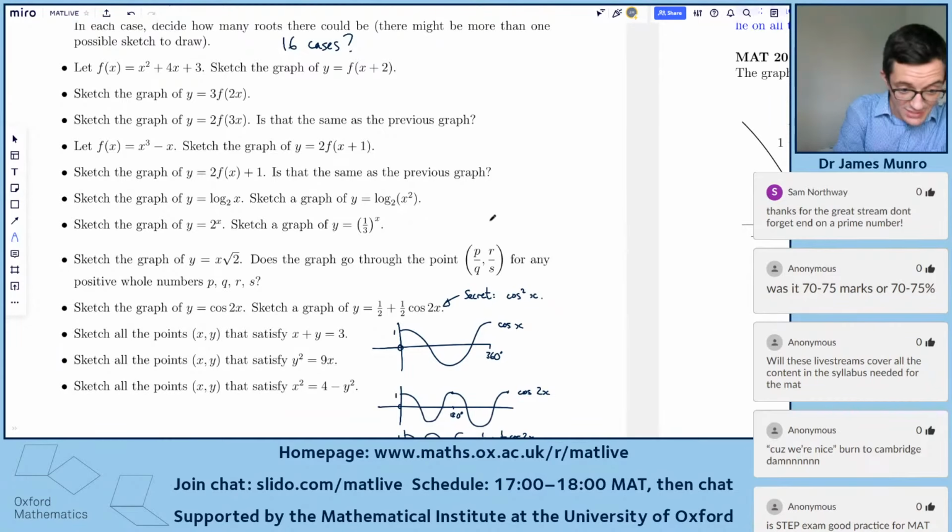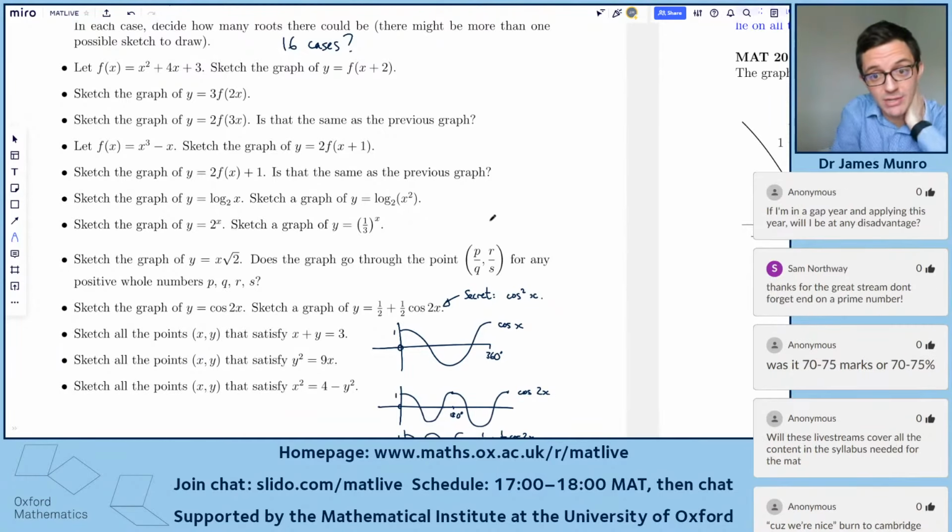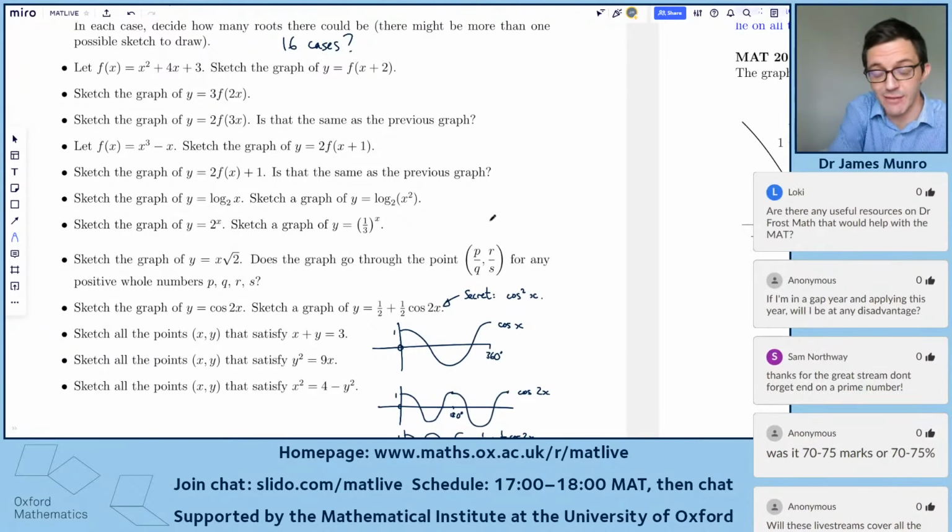Advice for gap years is on our website. If you look up Oxford Maths Gap Year, in short, you can apply. You should have a plan for what maths you're doing to be prepared, but if you're prepared for university, then it shouldn't be an inherent disadvantage.